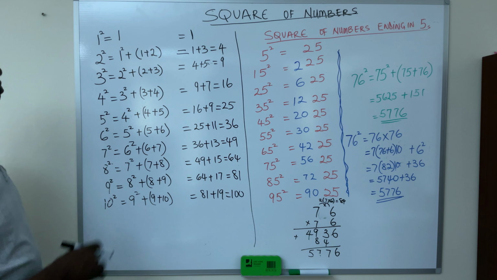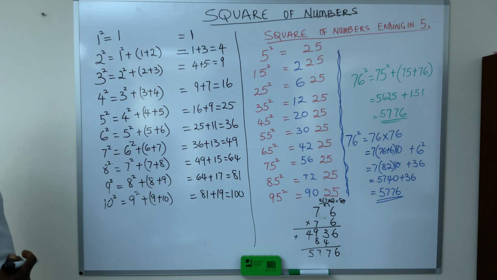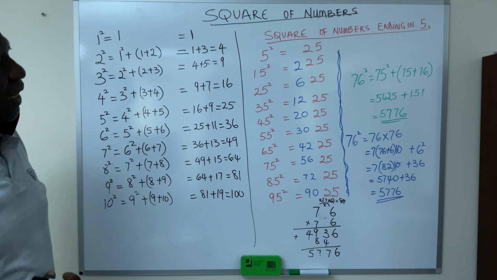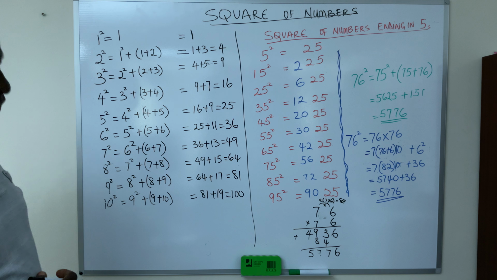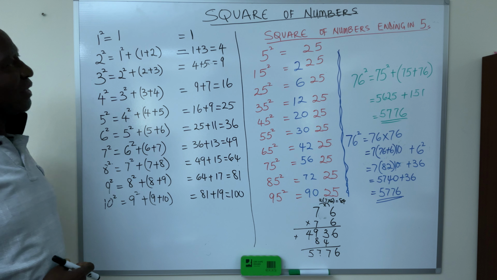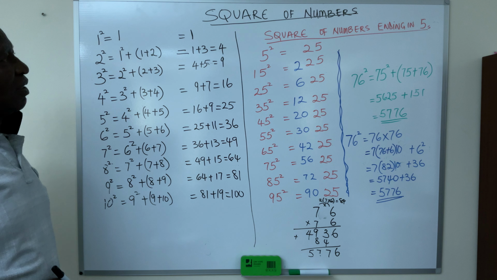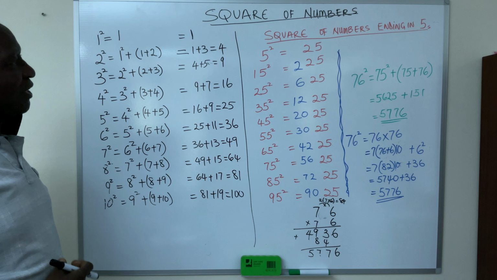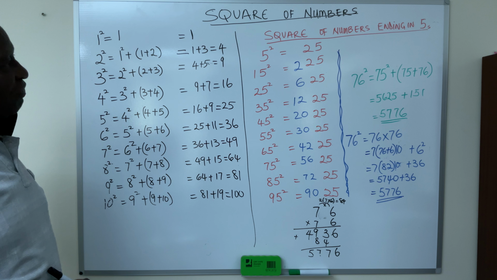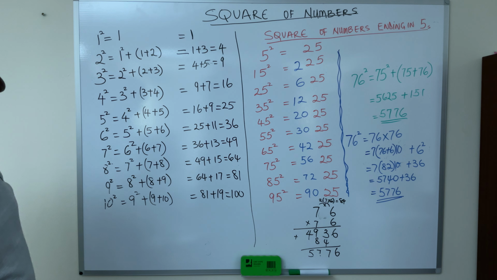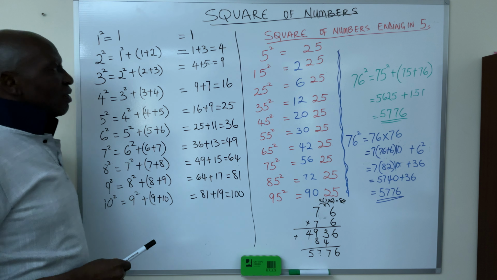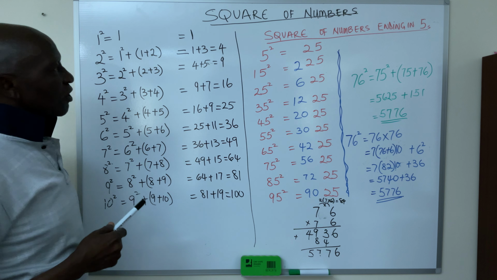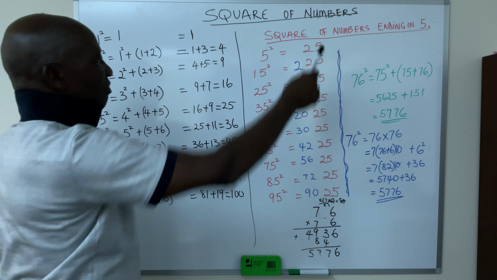Having gotten this, we want to take a look at the square of numbers ending in 5. Their squares will end with 25. Let's take, for example, 5. The square of 5, from what we have learned here, is equal to 25.